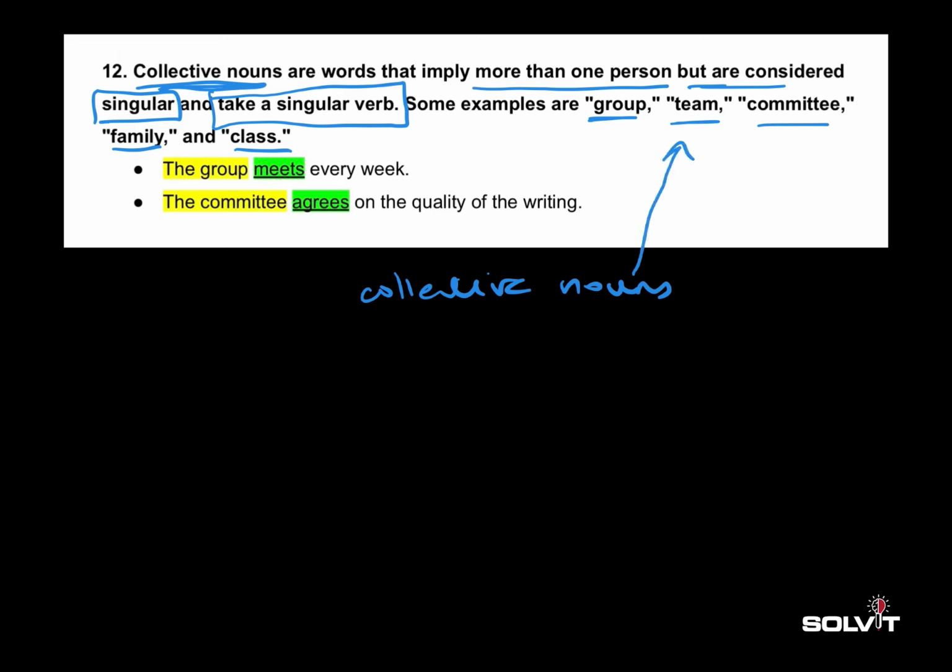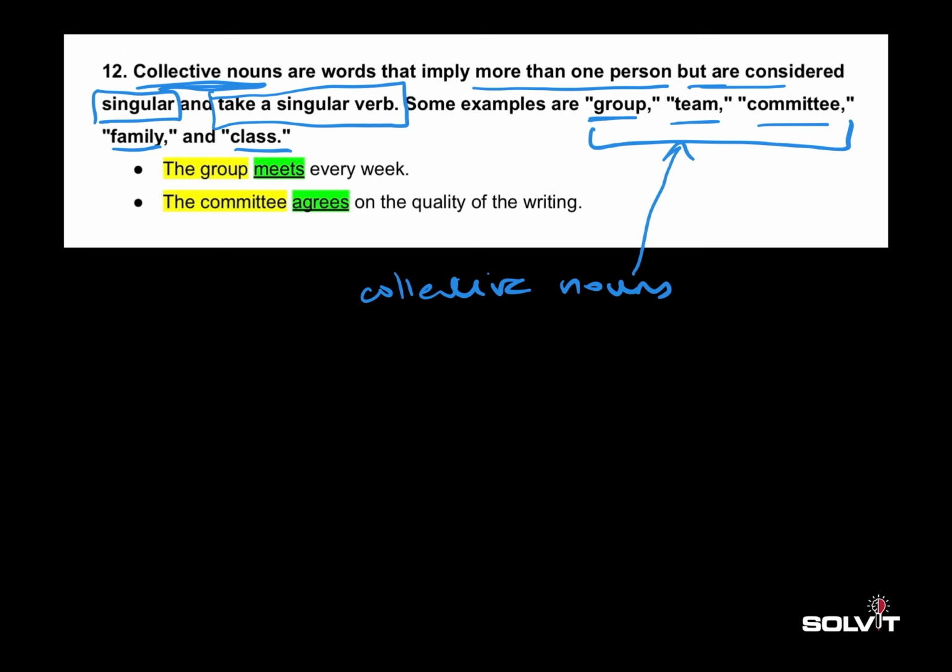All of these are collective nouns because we know that these words always mean a group of people. They never mean one person. Okay, they always mean a group of people, so these are collective nouns. So whenever we are using collective nouns in a sentence, the verb that goes along with the collective noun is always singular. Okay, because we are treating collective nouns as singular.